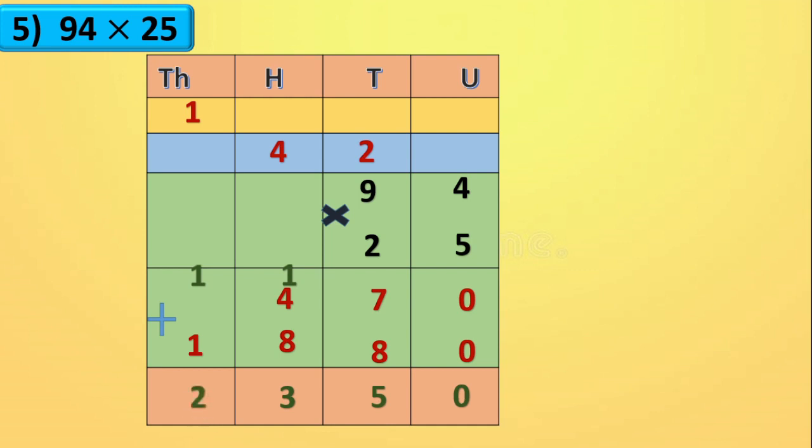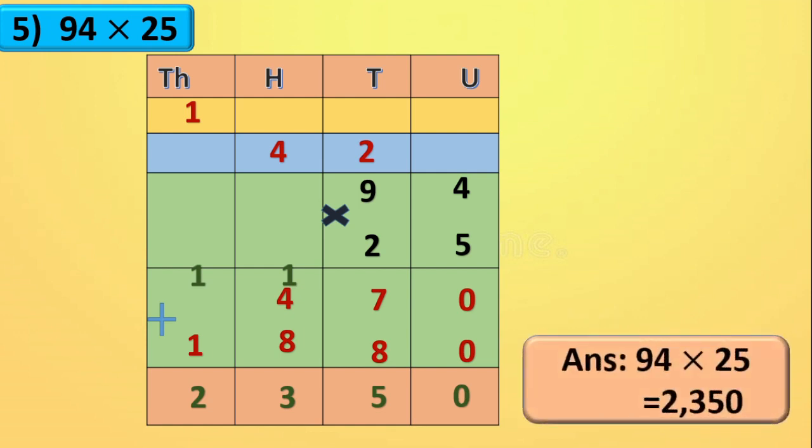Yes, dear children, what is the answer now? 94 multiplied by 25 is nothing but 2350. Got this? Okay.